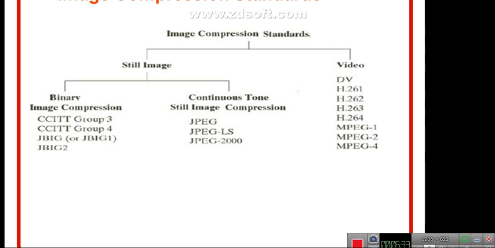Then, image compression standards for still images and videos. Standards for still images are of two types: binary image compression and continuous tone still image compression. For binary image compression, the standards are CCITT Group 3 and Group 4, and JBIG 1 and 2. For continuous tone still image compression, the techniques are JPEG, JPEG-LS and JPEG 2000. For video, the image compression standards are DV, H.261, 262, 263, 264 and MPEG 1, 2 and 4.